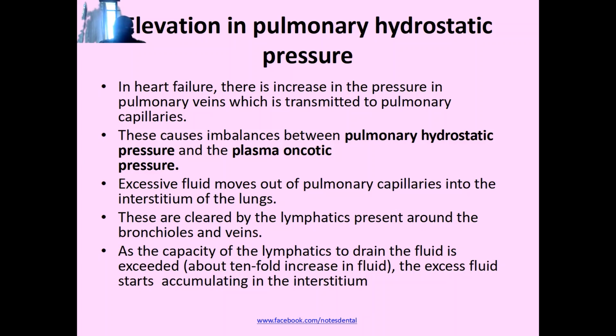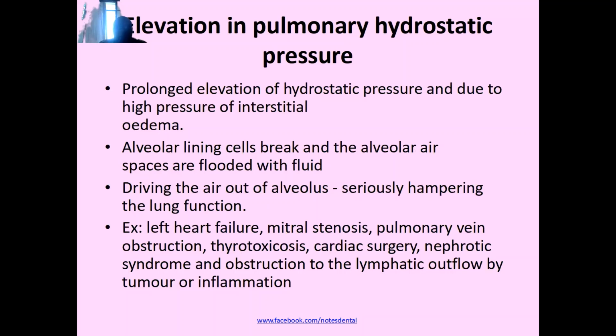As the capacity of the lymphatics to drain the fluid is exceeded, because there is excessive leakage, the fluid starts accumulating in the interstitial spaces. Now, with prolonged elevation of hydrostatic pressure and due to the high pressure of the interstitial edema, alveolar lining cells break and the alveolar air spaces start flooding with blood, driving the air out of these alveolar spaces and hampering lung function. Examples are left heart failure, mitral stenosis, pulmonary vein obstruction, thyrotoxicosis, cardiac surgery, nephrotic syndrome, obstructive lymphatic outflow or cancer, or sometimes inflammation.